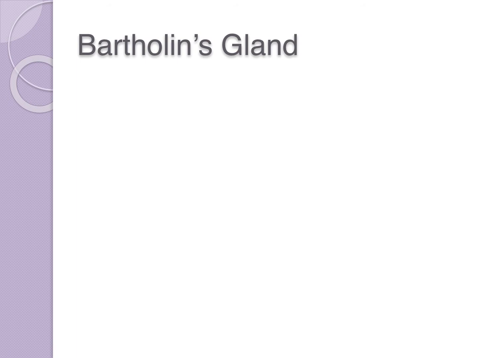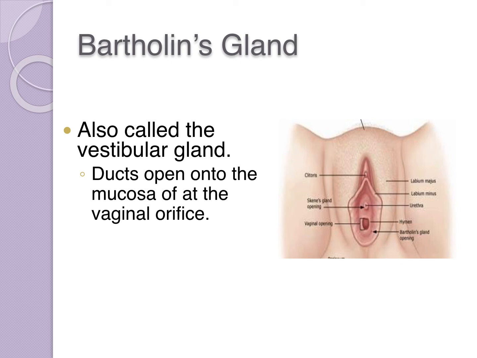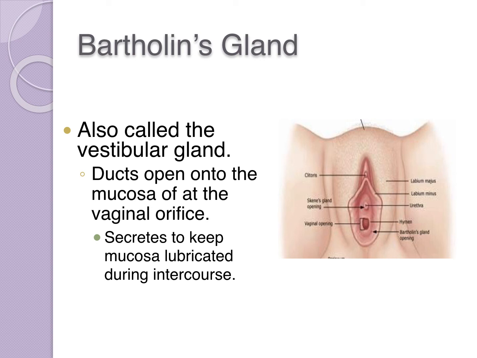Within this area, we also have the Bartholin's gland, also known as the vestibular gland. It has ducts which open into the mucosa at the vaginal orifice, and these are important to secrete mucosa to keep the vaginal orifice lubricated during intercourse, simply because it would be relatively painful if this area was not lubricated, and if sexual intercourse was painful, the argument would be it would never take place. And if it never took place, we would not create offspring. Our entire species would then die out.